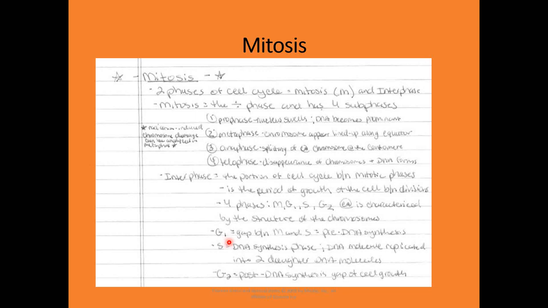So in G1, there's a gap between M and S, and that's your pre-DNA synthesis. So that's before your DNA has been created. Your S phase is your DNA synthesis. That's when your DNA starts to form or become replicated. And then you've got your G2, which is your post-DNA synthesis gap of the cell growth. So again, you've got 4 phases within interphase itself: M, G1, S, and G2. You do need to know the breakdown of each one, so make sure you pay attention to that.